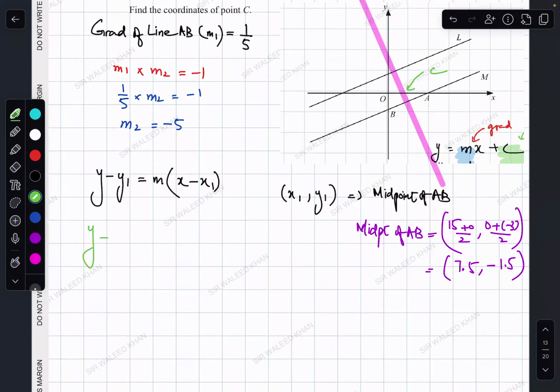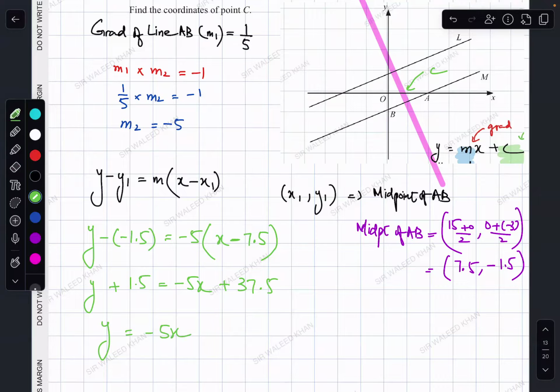So we have y minus y1, which is minus 1.5. M is minus 5. X minus x1 is 7.5. Work it out. Okay. Now it should be y is equal to minus 5x, and this should be plus 37.5 minus 1.5, which is 36.